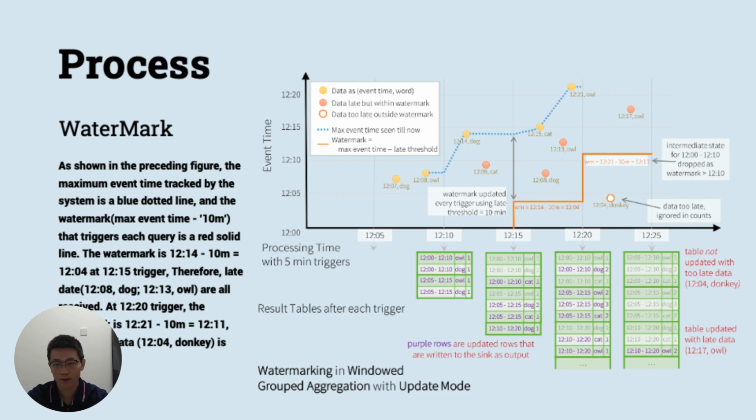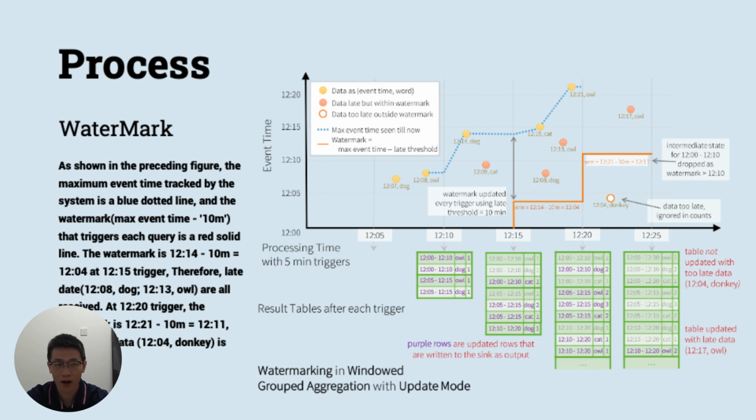But at 12:10, you can see that just before that, we received 2 data points. One at 12:07 labeled DPG, and another around 12:08 labeled CAD. So our intermediate state table now looks like this.